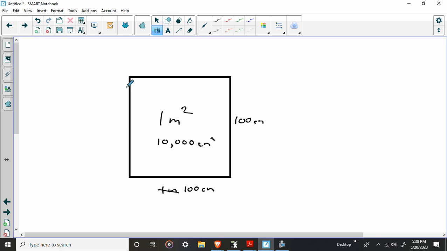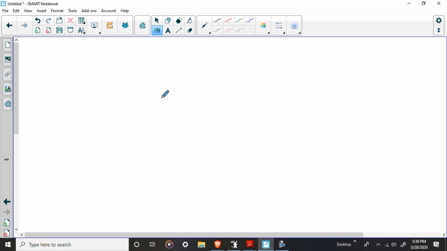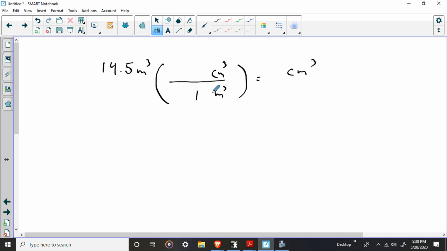So again, what if I've got 14.5 meters cubed? How many cubic centimeters is that? Okay, and again, what are we going to do? Let's get our conversion factor. Well, 1 meter cubed is how many centimeters cubed? Meters to centimeters is times 100, but we're going to do it 3 times, 100 times 100 times 100, which would be 1 million, which makes this 14,500,000 cubic centimeters. Okay, nice, easy to work with the metric system.